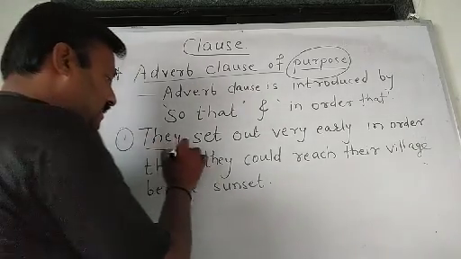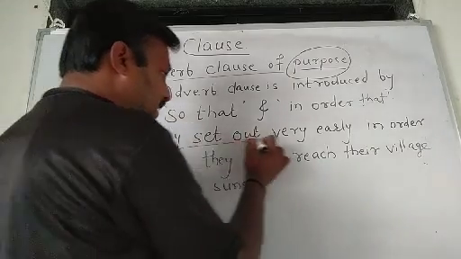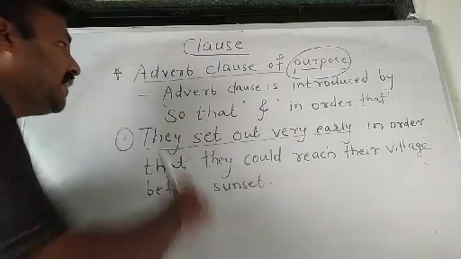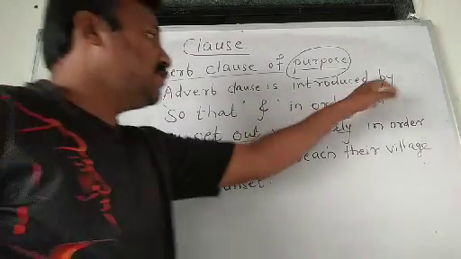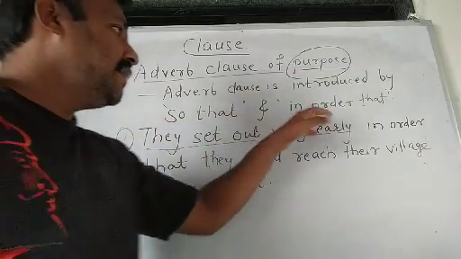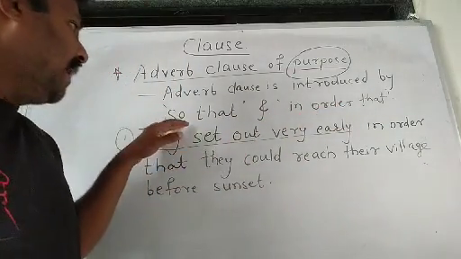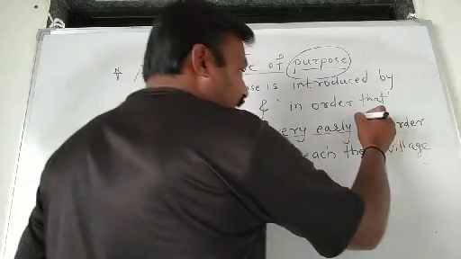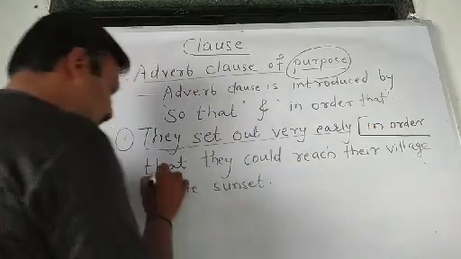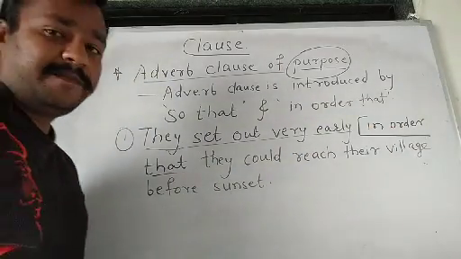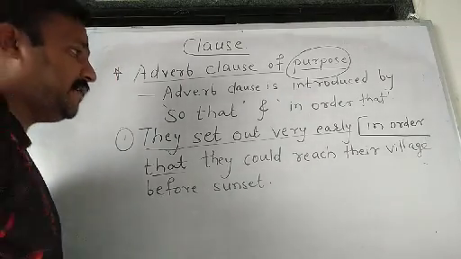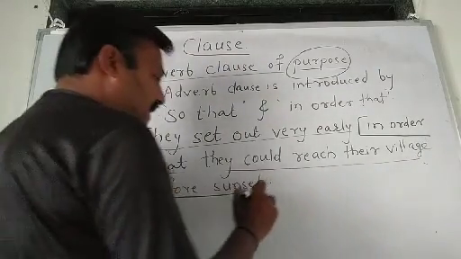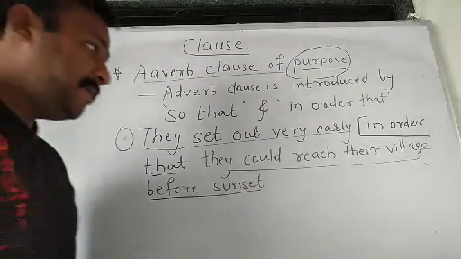The main clause starts with "they set out very early". The adverb clause of purpose is introduced by "so that" and "in order that". "So that" is not there in the sentence, but "in order that" is available, so our adverb clause of purpose is very easy to identify. "In order that they could reach their village before sunset" is our adverb clause of purpose.